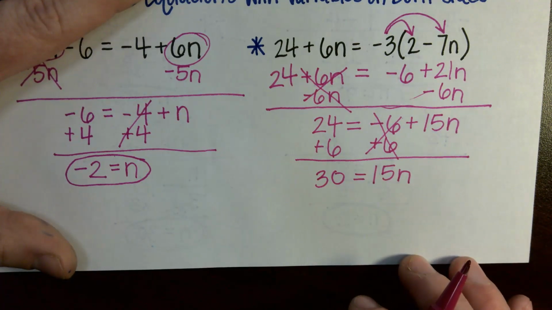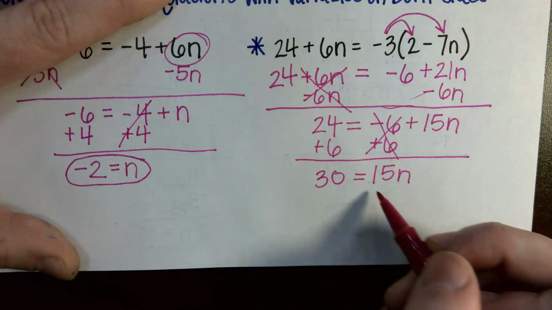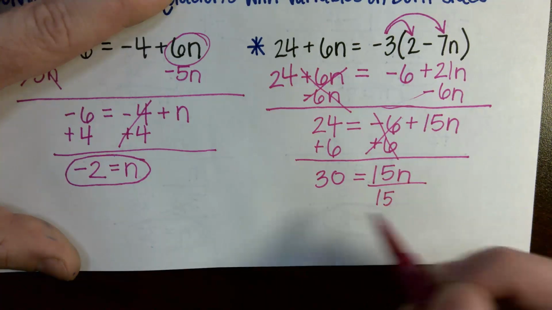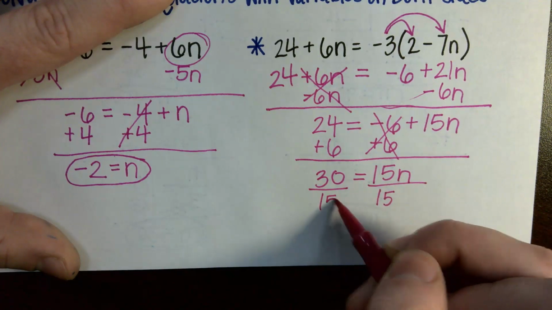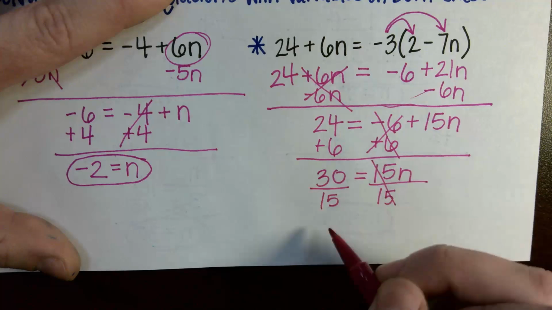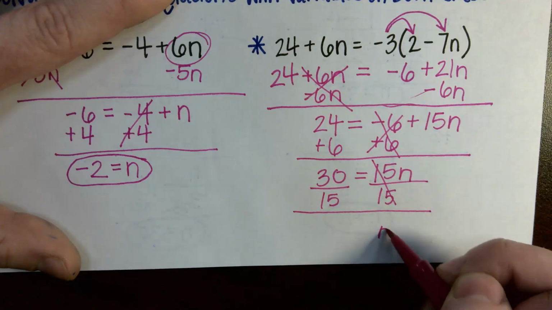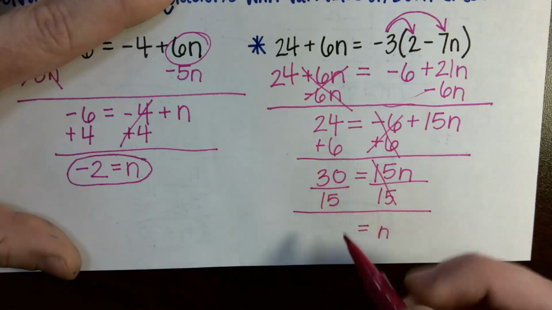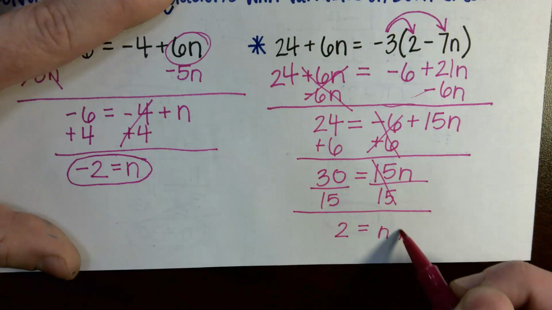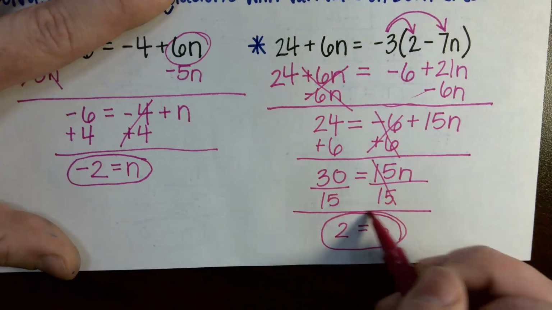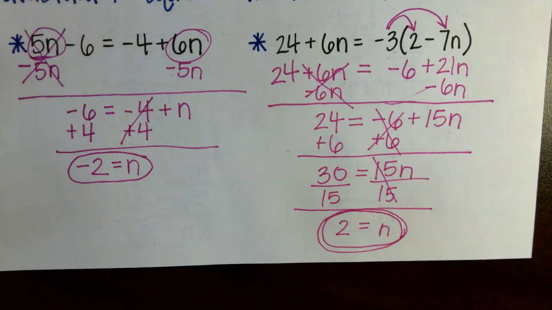What do we do here? Divide. Good. Divide by 15 on both sides. My 15's cancel, and I'm left with, what's, yes, 30 divided by 15 is 2 equals n. All right.